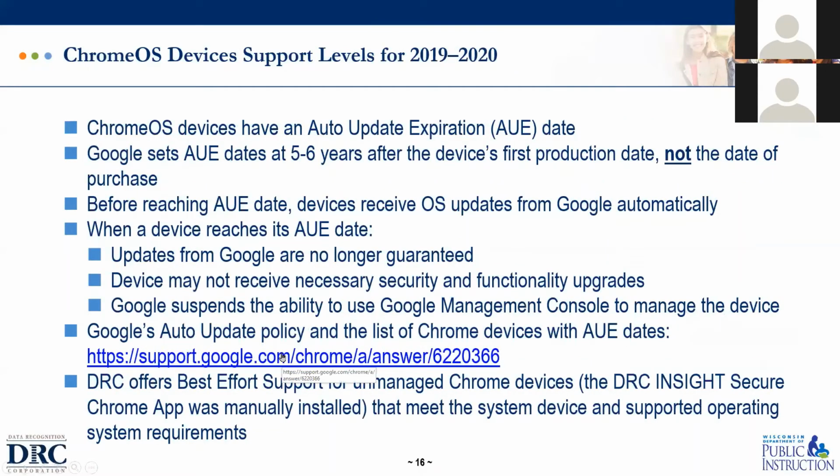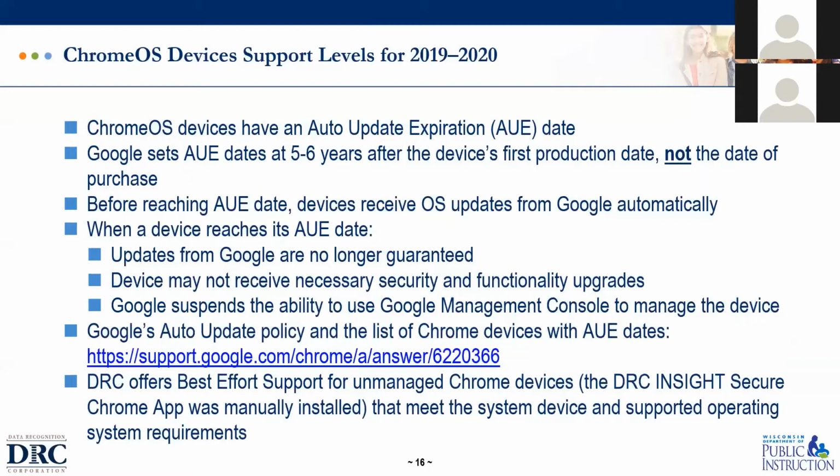So let's talk a little bit more about the Chrome devices, because we're getting a lot more questions about them now that Chrome devices have been in use in classrooms for coming up on that 5 or 6 year window. So again, to reiterate, Google has given Chrome devices an auto update expiration date. And that is, again, based on 5 or 6 years after its first production date.